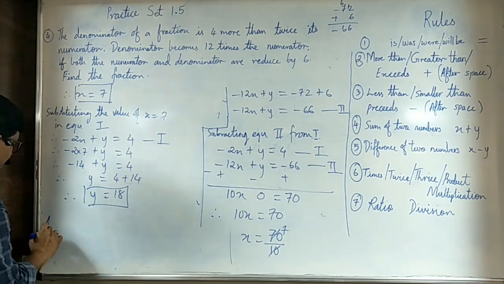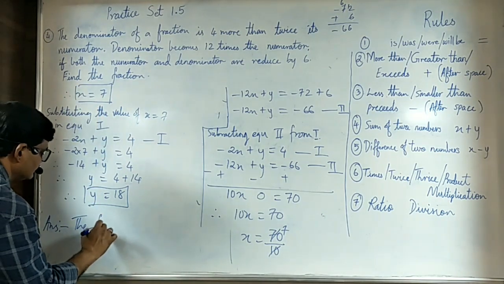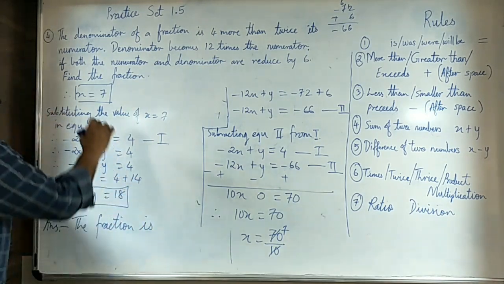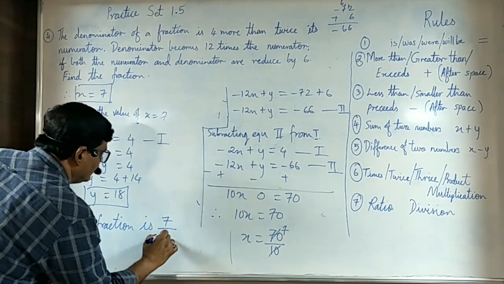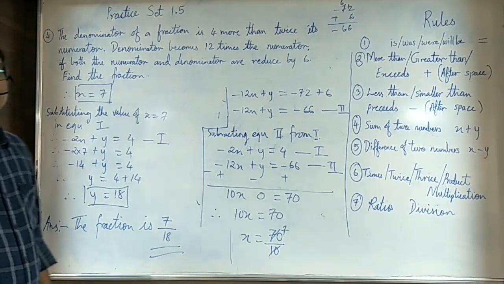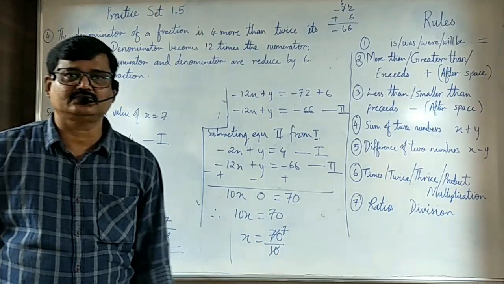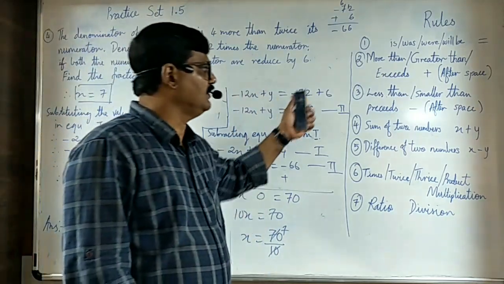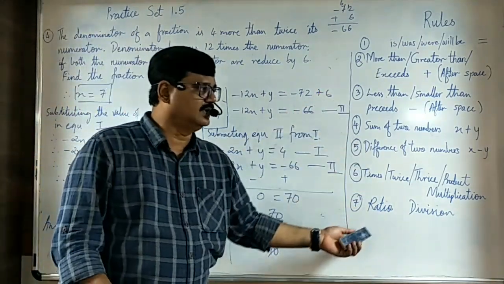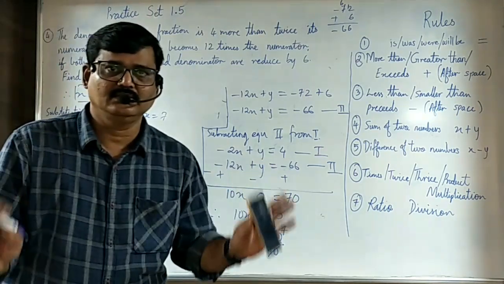So you have to write the answer. They told us to find the fraction. Therefore you have to write over here, the fraction is 7 upon 18. So this is your fraction and this is your answer for sum number 4. I hope you have understood how to solve these problems. You have to write down this rule and study this rule, and then according to the rule, if you write, it is very simple to form the equation.